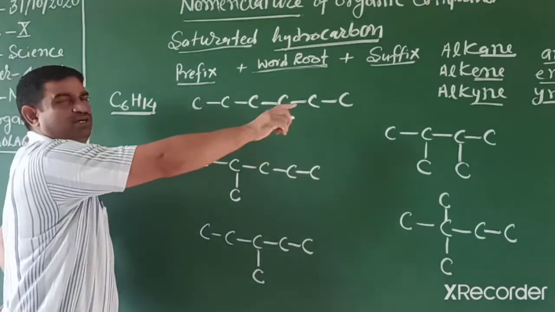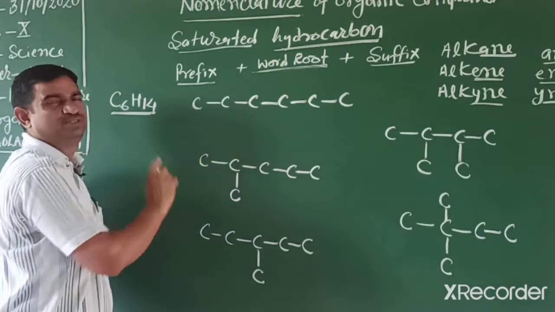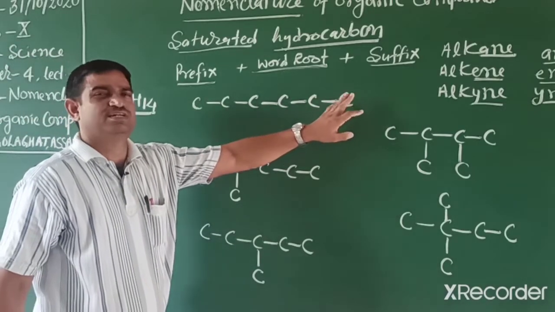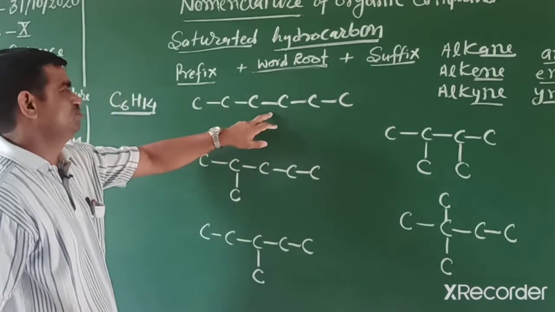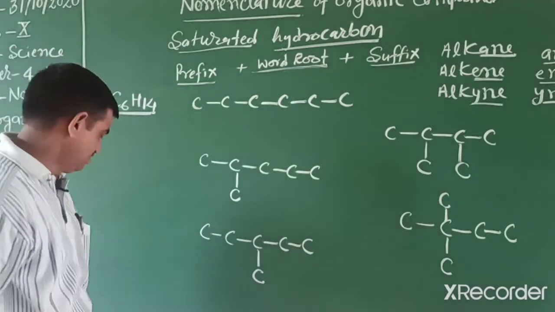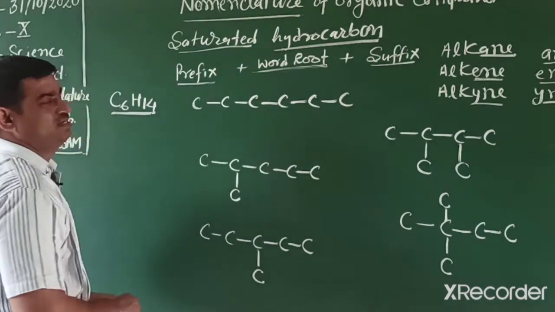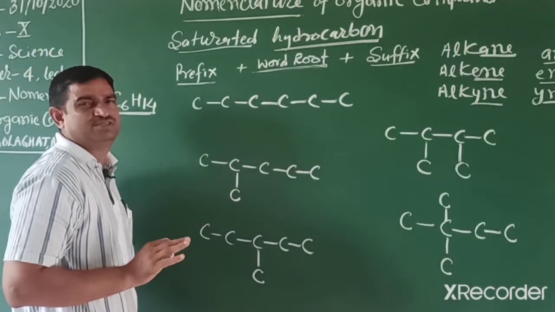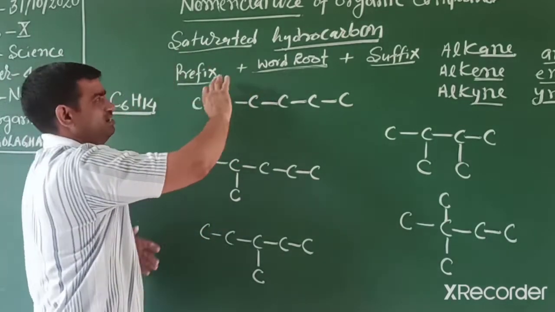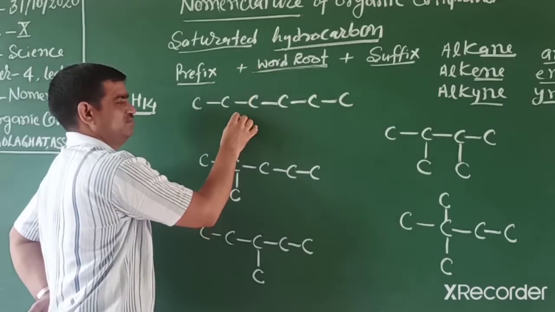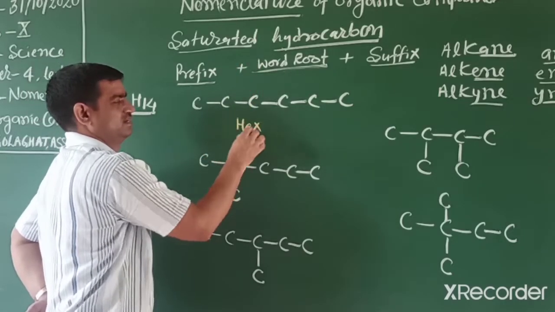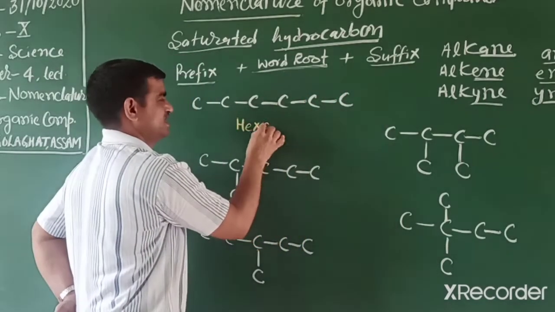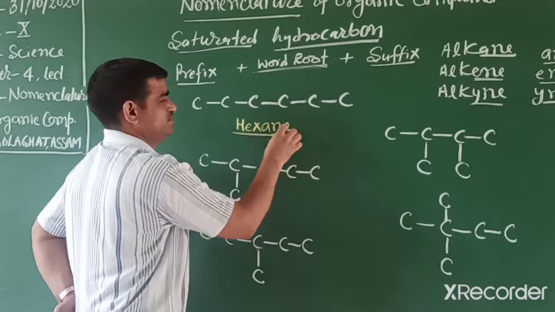So this one is the longest chain. What is the name of this compound? 1, 2, 3, 4, 5, 6. You can start from any side. What is the name of this compound? 6 carbon, and because there is no side branch or substituent, no prefix is required. Then the word root for 6 carbon is hex, HEX, single bond, then we write the suffix ane, hexane. So its name is hexane.